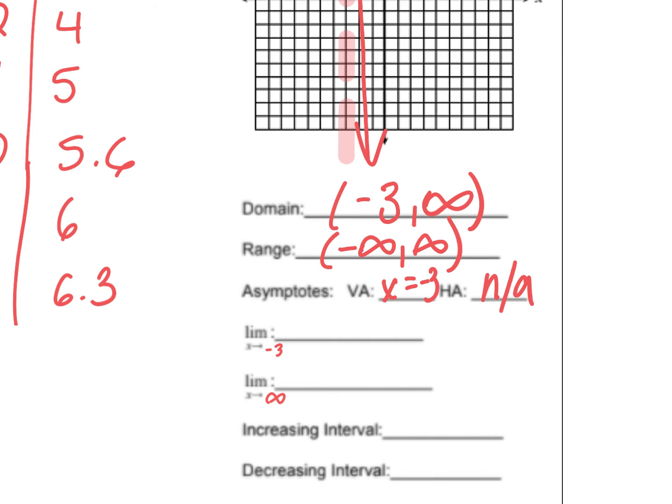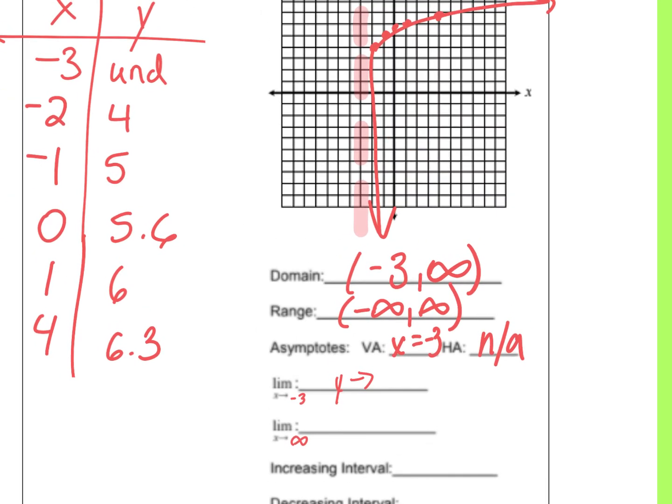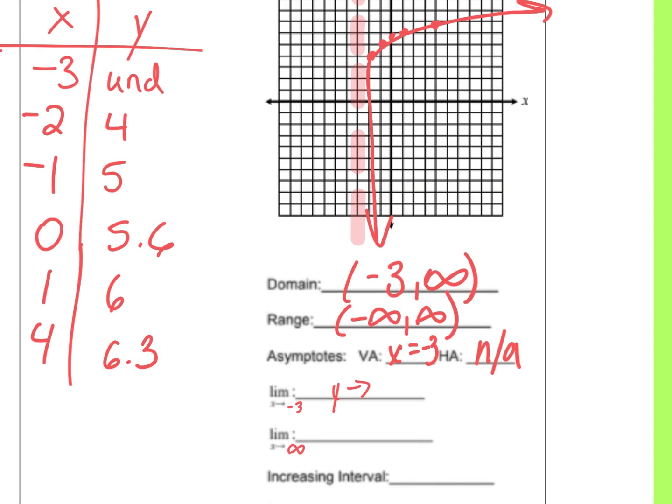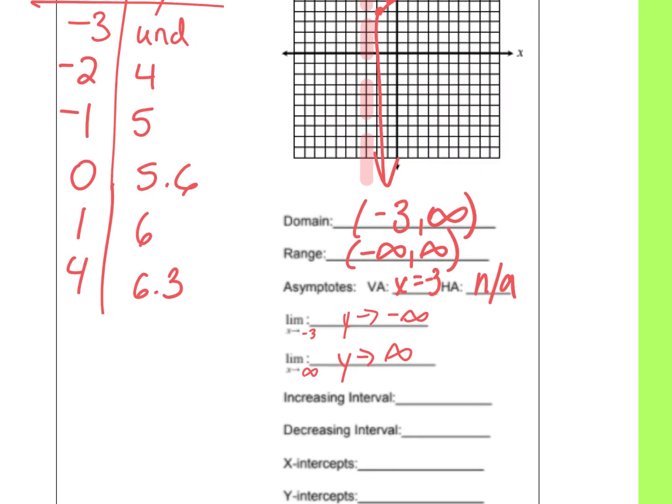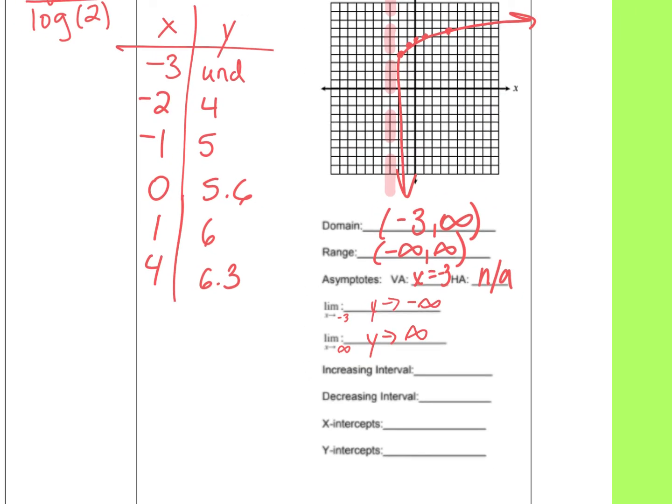Okay? So now as we look, it still means the same thing. As x goes to the left and approaches negative 3, what's y doing? It's going down, right? Negative infinity, good. And then as x approaches infinity on the right, y is going to infinity. It's increasing, good deal. Increasing or decreasing? Increasing, what'd you write there? Domain. None on decreasing.